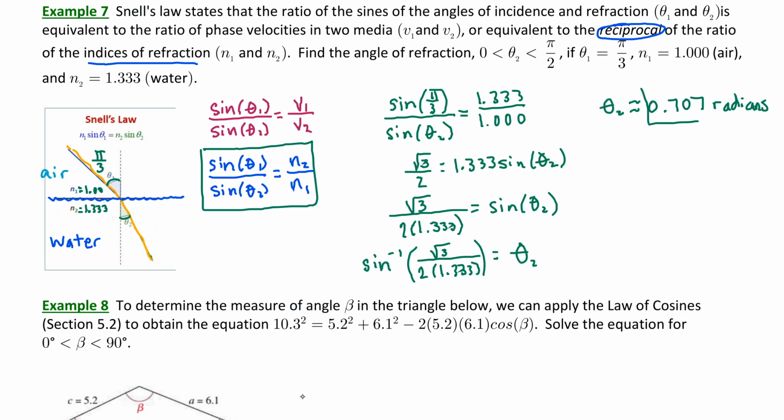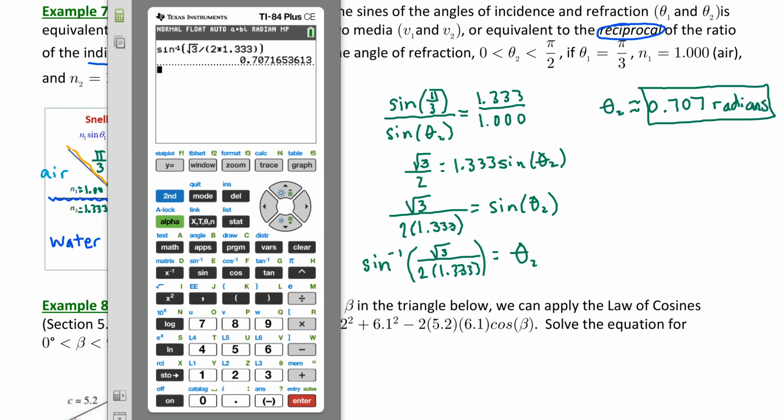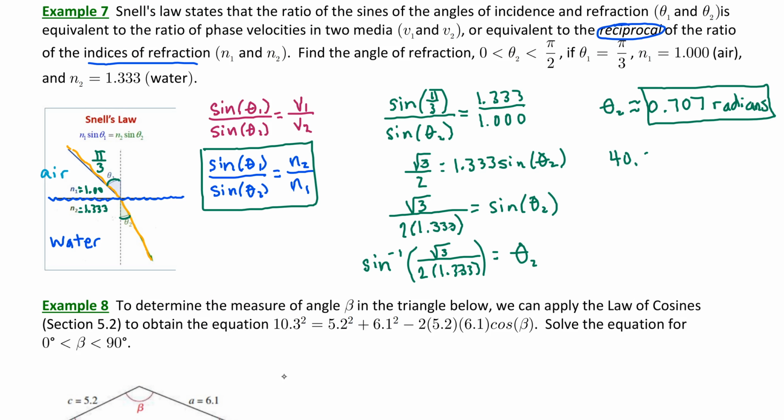So we have answered the question correctly, but I'm kind of curious. If the angle of incidence is 60 degrees, what is the angle of refraction in degrees? So I'm going to convert that radian measure to degrees by multiplying by 180 divided by pi. So in degrees, this is about 40.5 degrees.